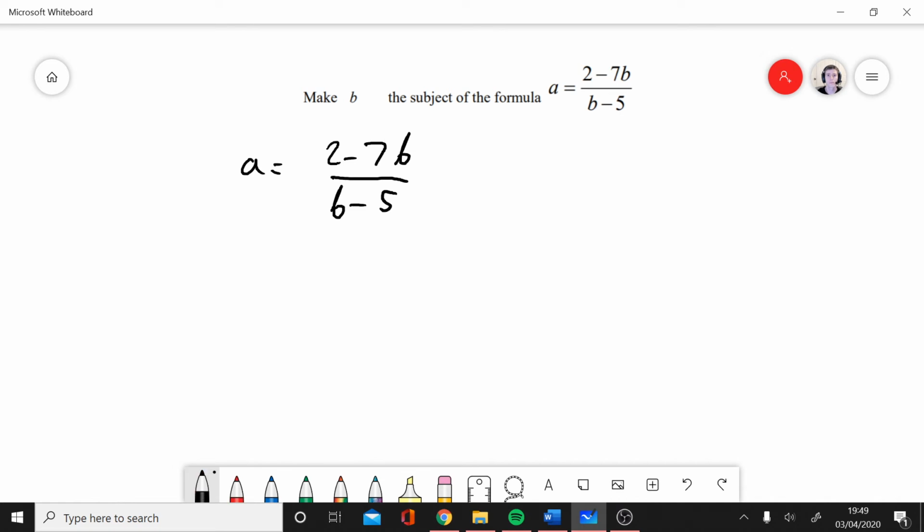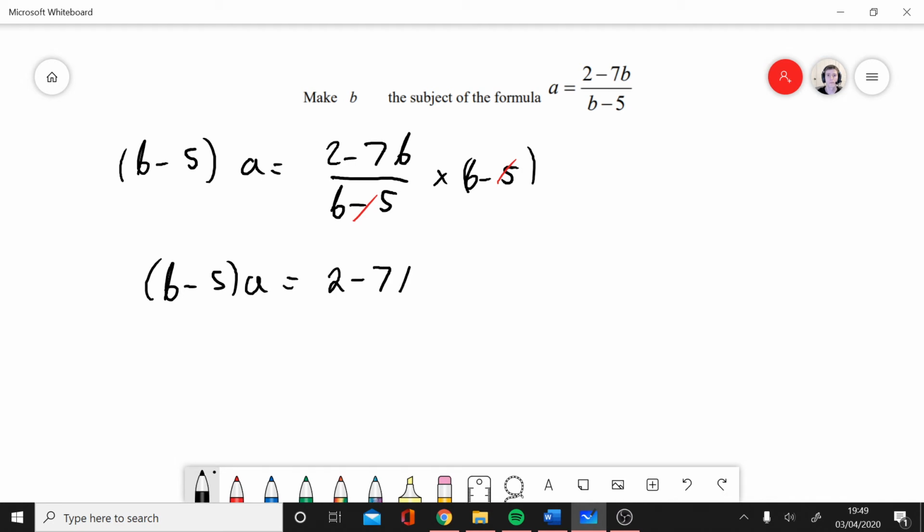this 2 minus 7b over b minus 5, if you times that by b minus 5, then you have a b minus 5 on the top and a b minus 5 on the bottom, and so they both cancel. But then we must also multiply the left-hand side by b minus 5. So we have b minus 5 times a is equal to 2 minus 7b.